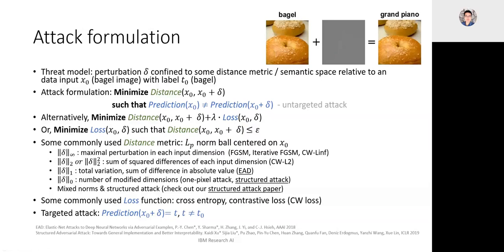We start from the easiest and mathematically well-defined distance, for example, the Lp norm ball centered on x0. In this case, the distance between x0 and x0 plus delta really boils down to the norm of delta. Usually people consider different Lp norms. For example, the L infinity norm of delta means the maximum perturbation allowed in each input dimension. The L2 norm is basically the sum of squared differences of each input dimension. And the L1 norm is their total variation.